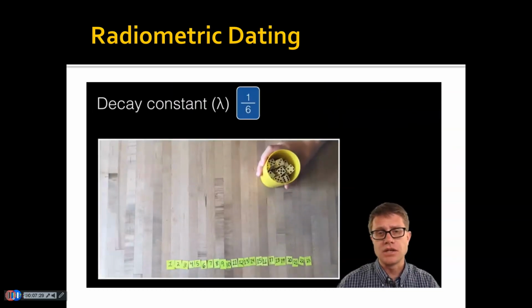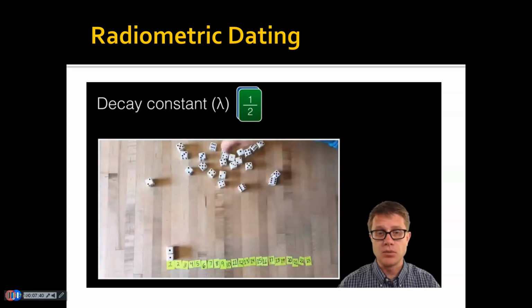What would happen if we changed the decay constant? What if we changed it from 1/6 to 1/2? So how would you do that in the modeling? Instead of pulling 1s out, she's going to pull the 1s, 3s, and 5s out. So what's going to happen? Well, it's going to happen more quickly.